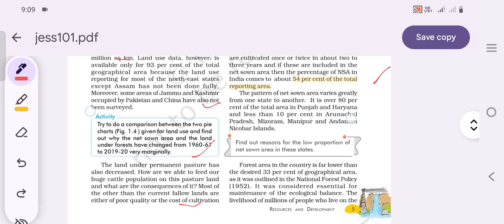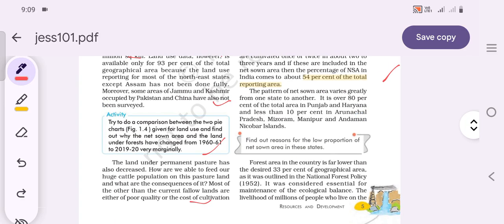Okay, next, the pattern of net sown area varies greatly from one state to another. It is over 80% of the total area in Punjab and Haryana, and less than 10% in Arunachal Pradesh, Mizoram, Manipur, and Andaman and Nicobar Islands. Some places names are there. Punjab and Haryana, as you know, in economics, we have studied one chapter, that is Story of Village Palampur. So, in that chapter, we have learned about Green Revolution, right? And in biology also, you have learned about Green Revolution.